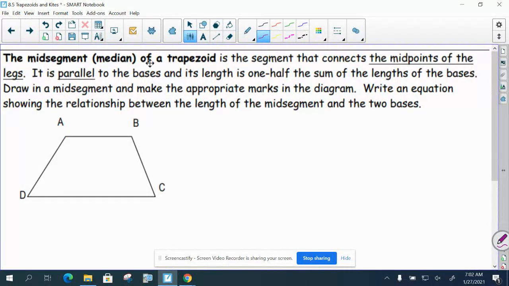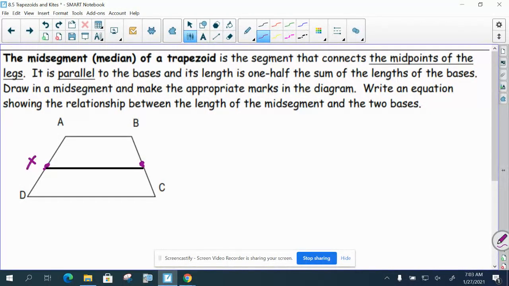A little theorem related to trapezoids is called the midsegment. The midsegment of a trapezoid is a segment that connects the midpoints of the legs. So say we have the midpoint of AD and the midpoint of BC, and this is just a regular trapezoid, not isosceles. The midsegment would be the segment that connects those two midpoints. My diagram's a little bit off, don't worry. It is parallel to the bases, and its length is 1/2 the sum of the lengths of the bases.